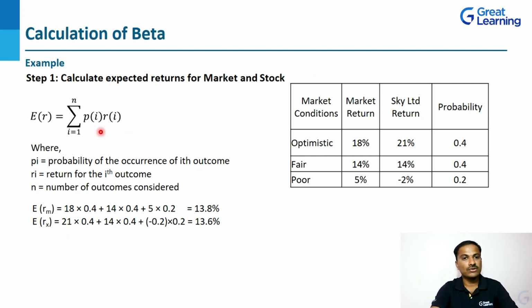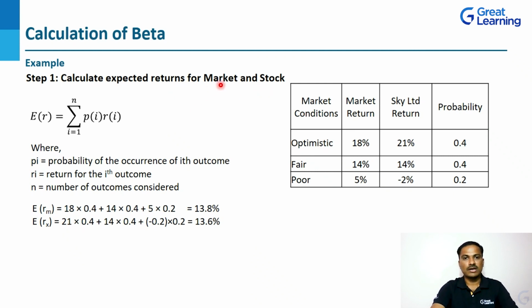So what is the formula to calculate expected return? Expected return is equal to summation, i equals 1 to n, P into R. So this is the formula. This is an example. We need to calculate expected return for market, and then we need to calculate expected return for stock.